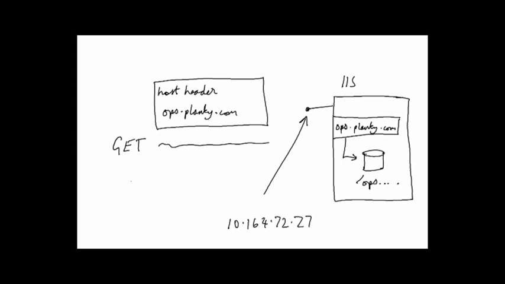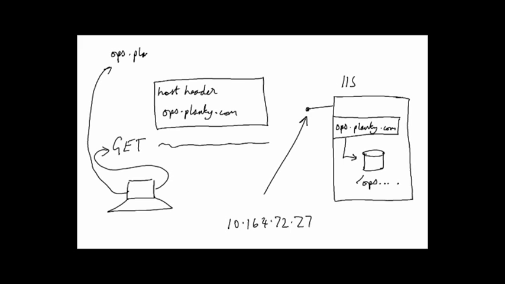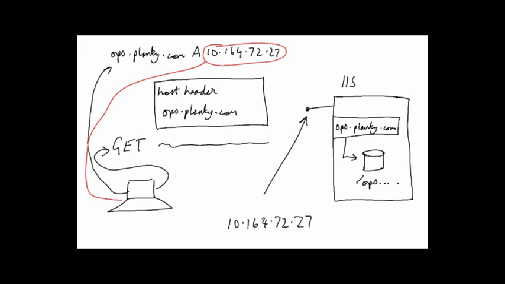Then what happens is the user sends the GET request to ops.planky.com. Ops.planky.com then results in a DNS request going off to the DNS provider, who will return an A record. So in this case, ops.planky.com has an A record of 10.164.72.27, and that means this address is returned as an address record to the web browser.